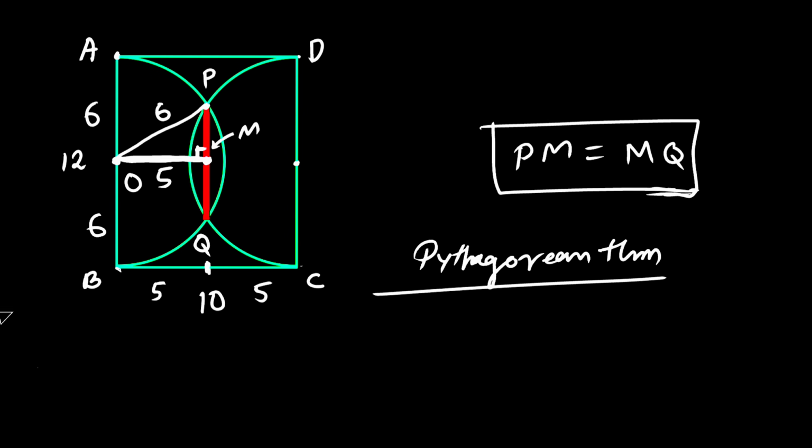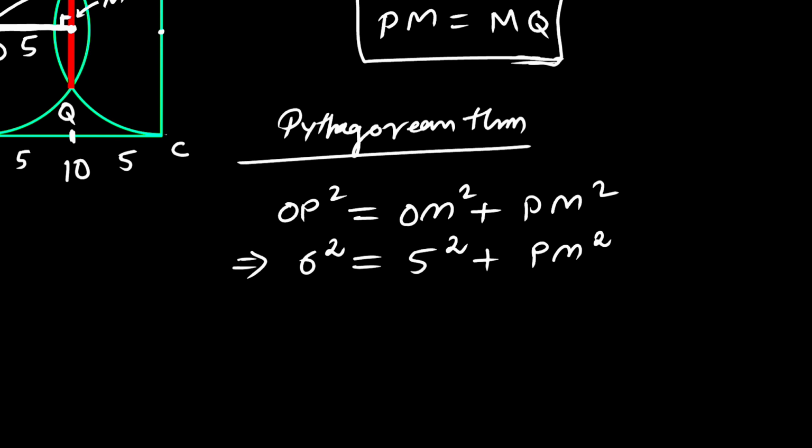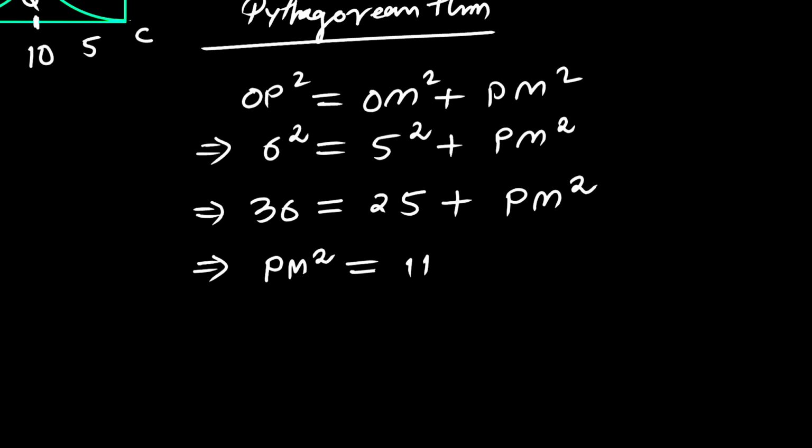So, we write OP squared equals OM squared plus PM squared. Substituting the known values gives 6 squared equals 5 squared plus PM squared. 6 squared is 36, and 5 squared is 25, so we get 36 equals 25 plus PM squared. Next, subtract 25 from both sides. That gives us PM squared equals 11. Taking the square root of both sides, we obtain PM equals square root of 11.